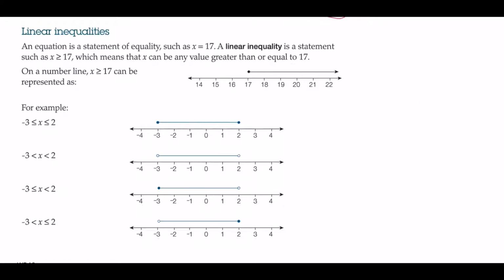Linear inequalities. An equation is a statement of equality, such as x equals 17, a very simple equation. You have two sides being equal to each other. A linear inequality means that it's not equal, but it could be, depending on the situation; rather, it's a whole list of values that it could be. So, for example, x is greater than or equal to 17 means x can be any value greater than or equal to 17. So x could be 95, it could be 76. It can't be 15 because it's only greater than or equal to 17, and it can be 17. If it was just greater than 17, then it couldn't be 17, but it could be 17.1 or 17.001.